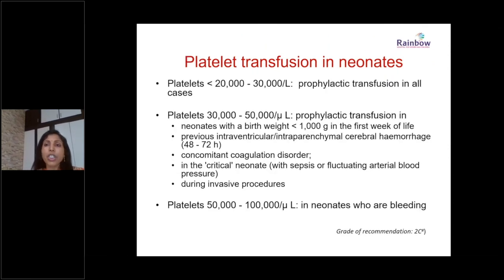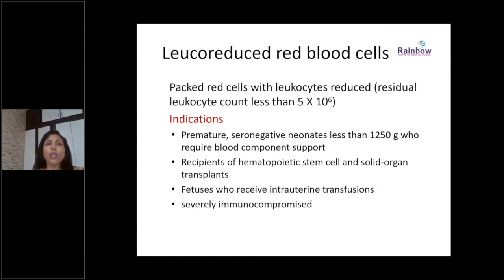And platelet transfusion in neonates has different cutoffs. For a preterm baby, you have to maintain platelets above 30,000 to avoid IVH. Whereas in a term baby, you need to maintain above 20,000. This is for a completely asymptomatic baby. In other situations, if the neonate is actively bleeding, definitely we need to maintain the platelet count above 50,000.